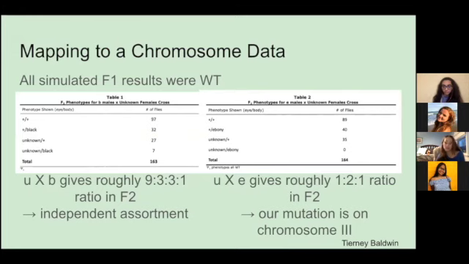So in this U cross B crosses, we got a 9:3:3:1 ratio in F2, which implies that independent assortment took place and our mutation was not on chromosome 2. In the table on the right, we crossed males which were known to have the E balancer with unknown females, and we got a roughly 1:2:1 phenotypic ratio in our F2 generation, which implies that the two genes were linked on the same chromosome and our mutation is on chromosome 3 because the E balancer is the balancer for chromosome 3.